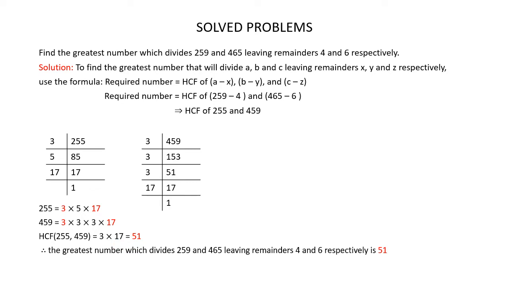This means that 51 is the greatest number which divides 259 and 465, leaving remainders 4 and 6 respectively. That means when 259 is divided by 51, you'll get the remainder as 4. When 465 is divided by 51, you'll get the remainder as 6. So the greatest number which divides 259 and 465, leaving remainders 4 and 6 respectively, is 51.